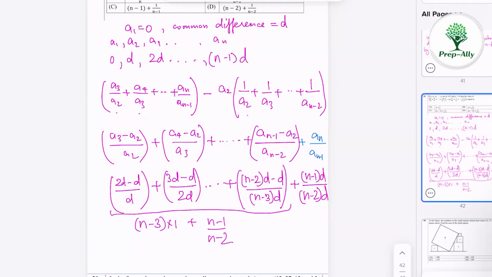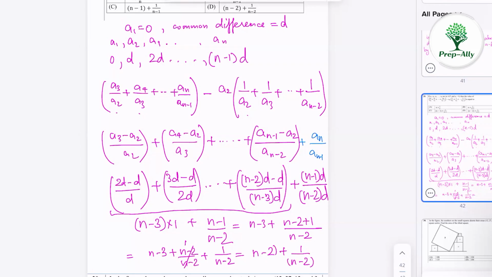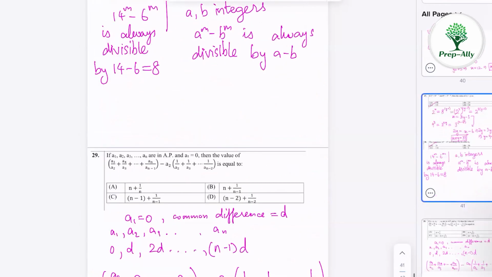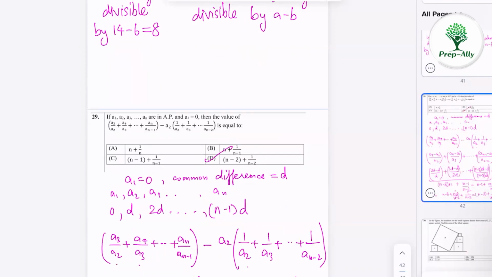Now this term N minus 1 by N minus 2 can be written as N minus 3 plus N minus 2 plus 1 by N minus 2. So we can write this as N minus 3 plus N minus 2 by N minus 2 plus 1 by N minus 2. So this becomes 1, and we have N minus 2 plus 1 by N minus 2. So the answer to this question is option D, N minus 2 plus 1 by N minus 2.